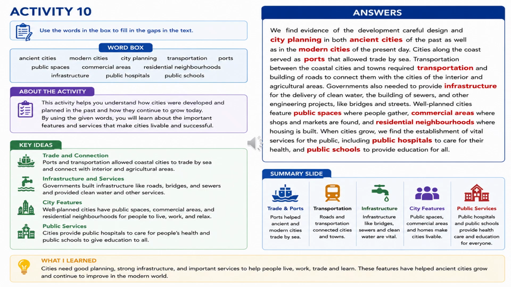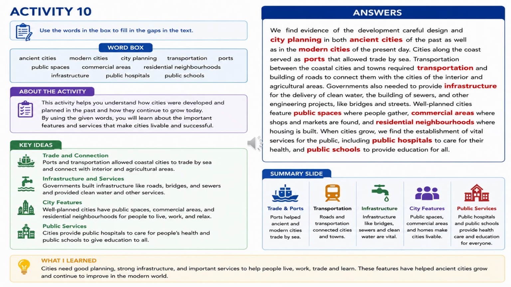So finally, we have public hospitals and public schools. Public hospitals provide healthcare for people, while public schools provide education and help prepare young people for the future. Now let's look at the key ideas of the activity.